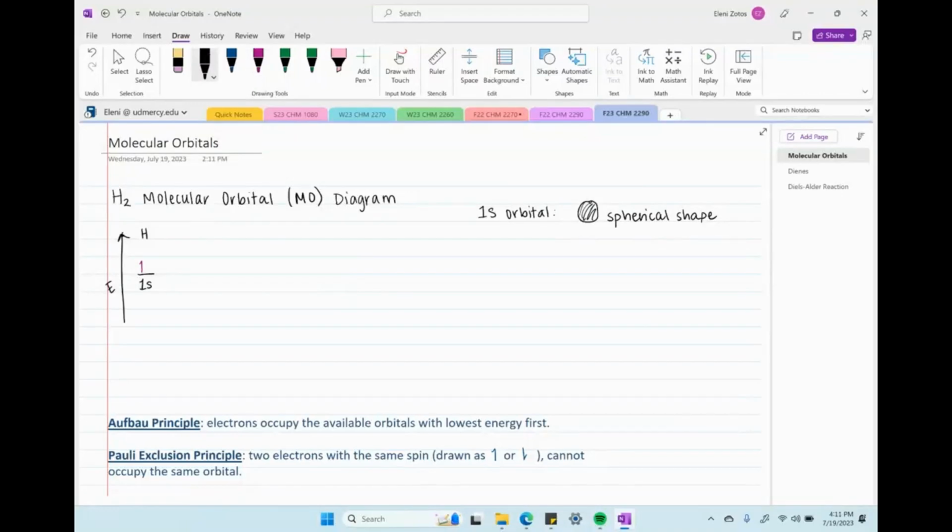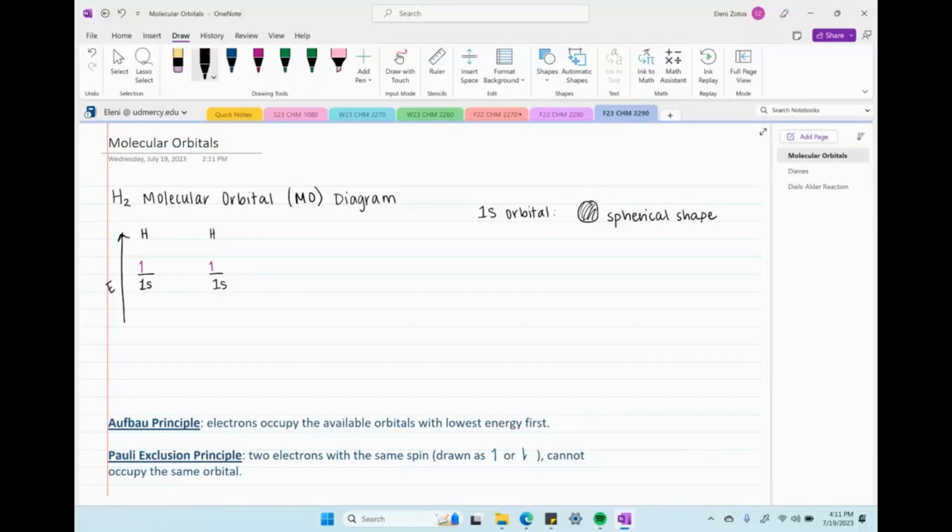The molecule has two hydrogens as part of the molecule, so we do the same thing for the atomic 1s orbital of the second hydrogen. And so far, we have not drawn any molecular orbitals. We've only arranged the atomic orbitals on this energy scale. Now we'll think about having two 1s orbitals.